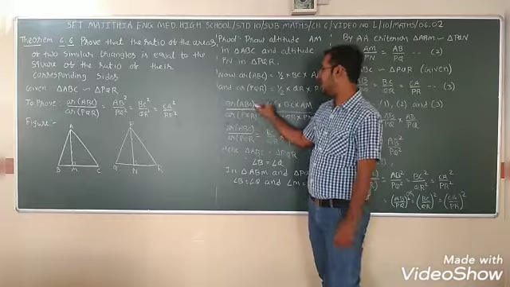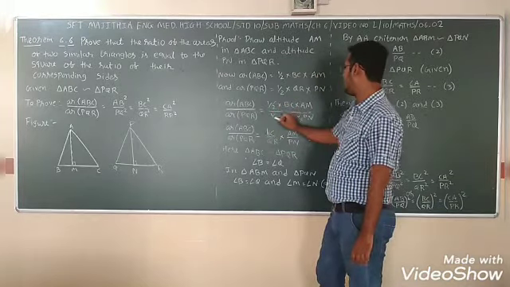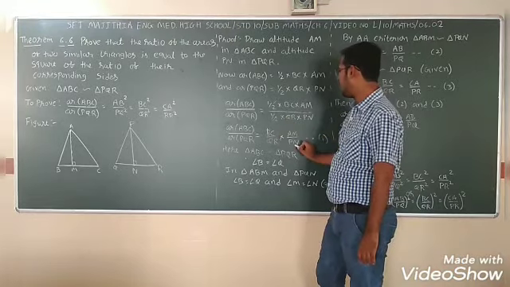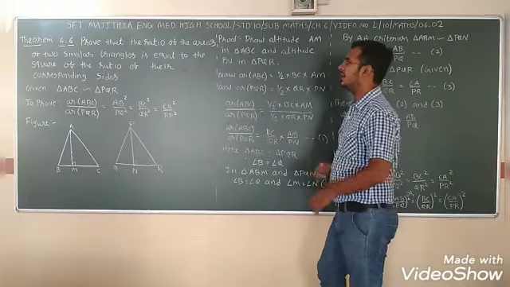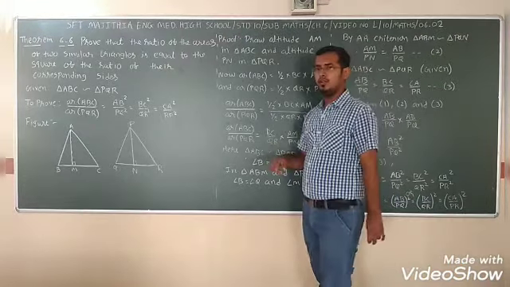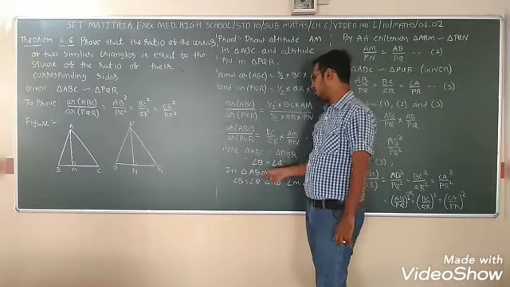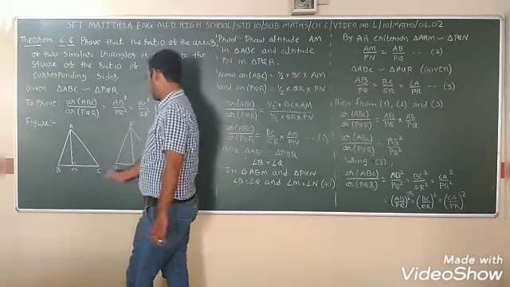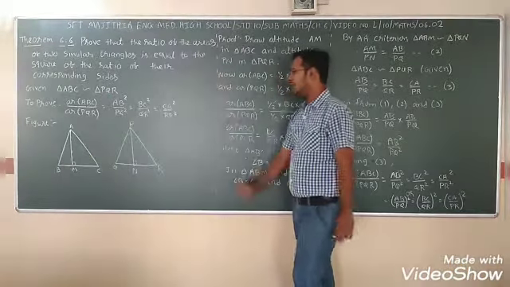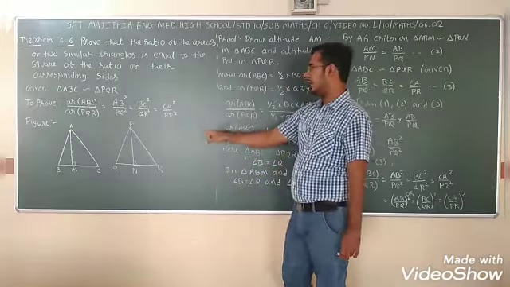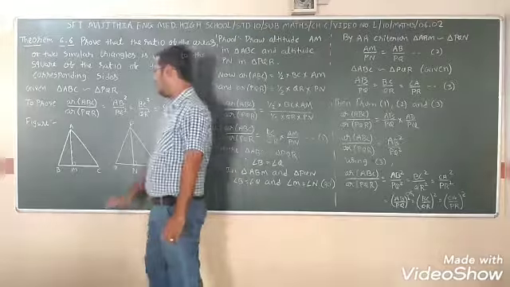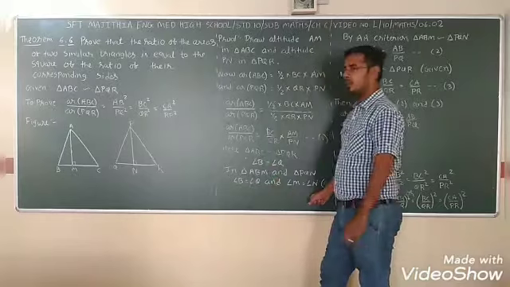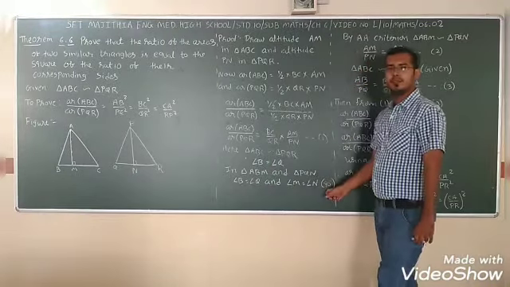Taking the ratio, area ABC upon area PQR, 1 half BC into AM upon 1 half QR into PN. 1 half, 1 half cut, BC upon QR into AM upon PN. Here both triangles are similar triangles, so angles are also equal, so angle B is equal to angle Q. Now take the triangles ABM and PQN. In them, B and Q are equal angles, and also angle M and angle N, due to altitude both make a 90 degree angle. So both are equal, because of 90 degrees.